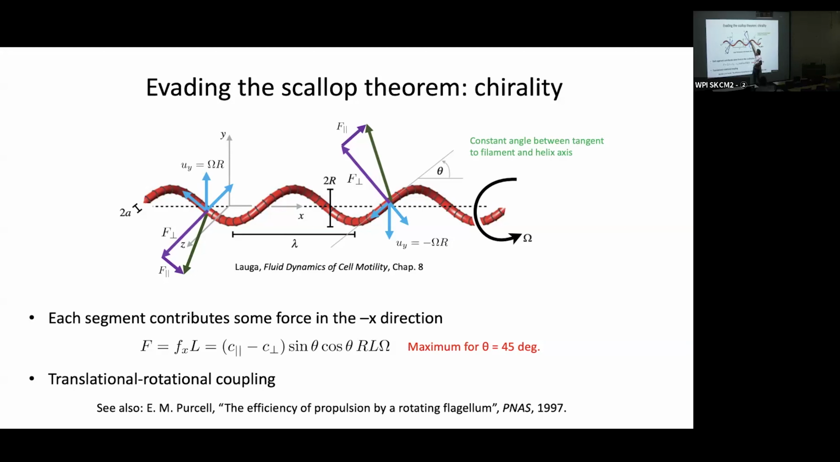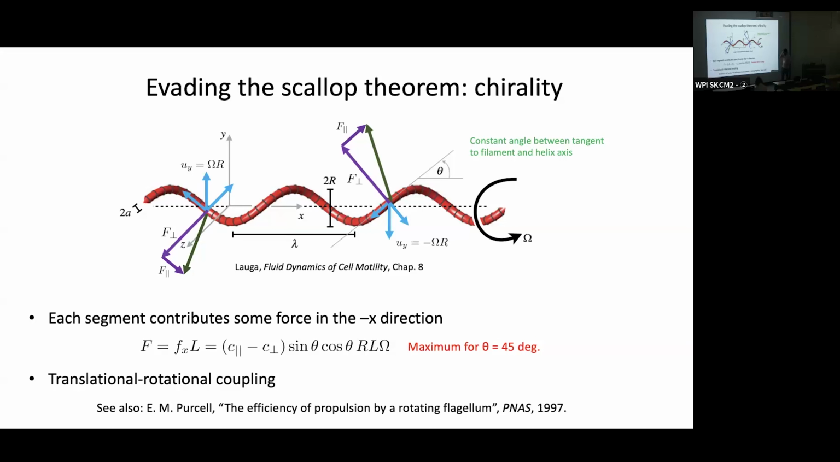And as I look at different points in the contour, I see that the Y and Z components of the green arrows will cancel out when I integrate over the contour, but I'll have a net force in the negative X direction when I integrate down the helical contour. And you can work out the force per unit length, or the total force, and it's maximum when you have a pitch of 45 degrees and so on.